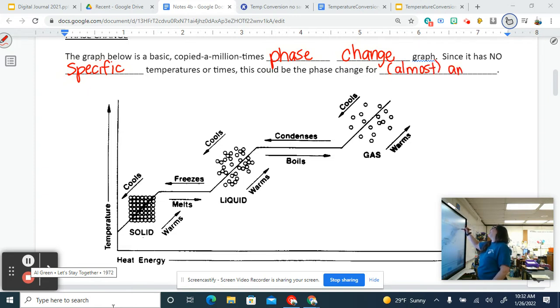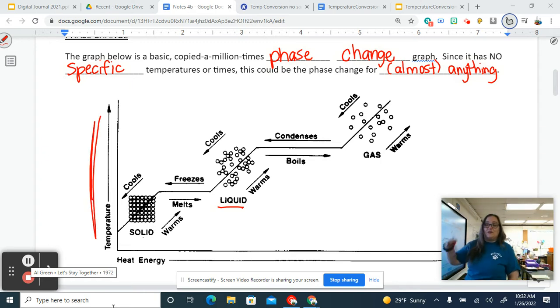And I say almost because there are some substances that don't move through all of the phases of matter. There are some substances that go straight from a solid to a gas, like carbon dioxide. And so you wouldn't have this liquid stage because it doesn't have it. It would skip over it. But for most anything else, the temperature would change depending on the boiling point and the freezing point of that matter, but how it does is the same. So let's look at how it does.